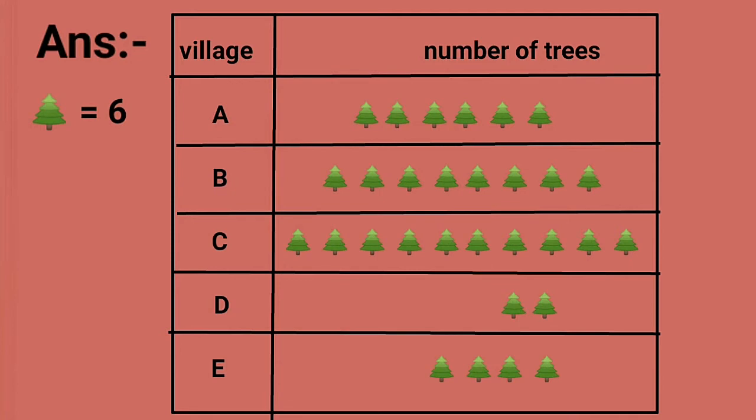We can use another scale also, using 1 picture is equal to 6. So here similarly, in the first column we have written village A, B, C, D and E. Here in A we have 36 trees, which is equal to 6 pictures. B, we have 48 trees, which is equal to 8 pictures. C, we have 60 trees, which is equal to 10 pictures. D, we have 12 trees, which is equal to 2 pictures. And E, we have 24 trees, which is equal to 4 pictures.